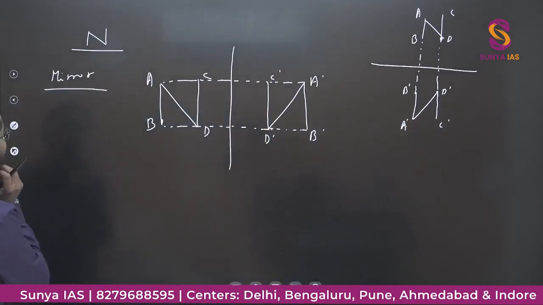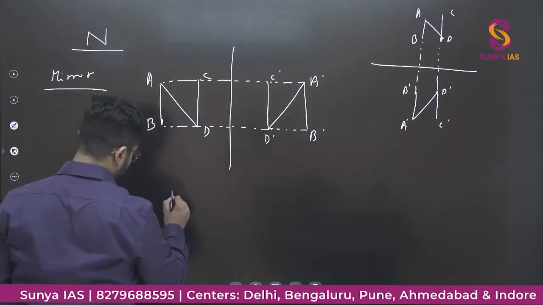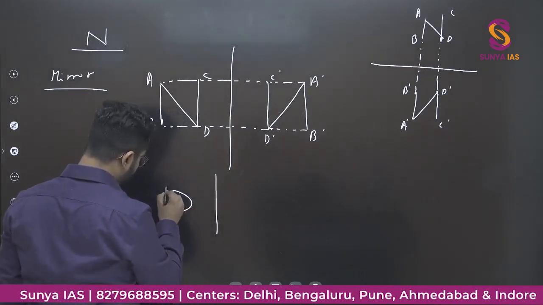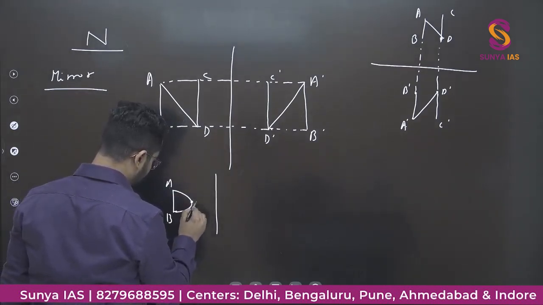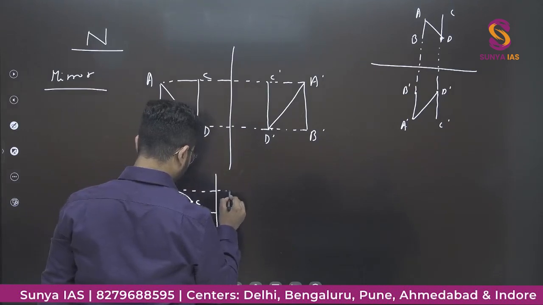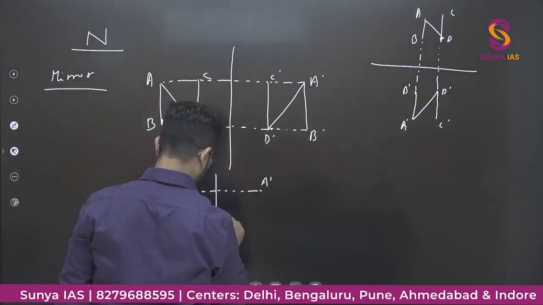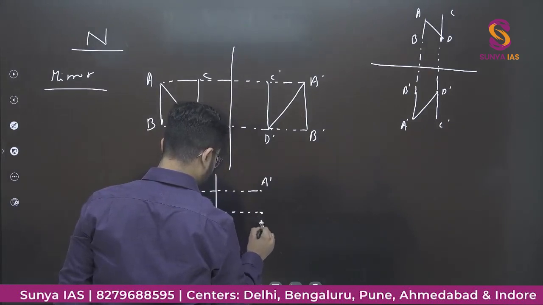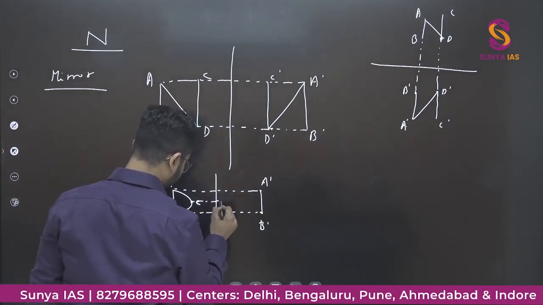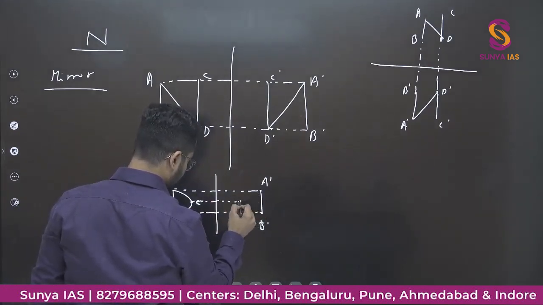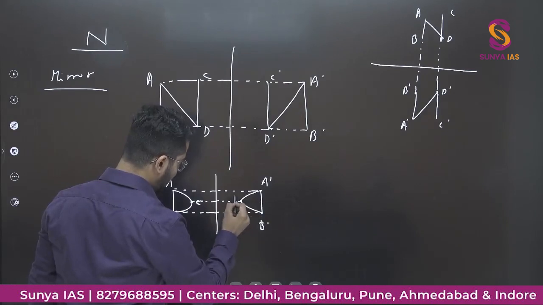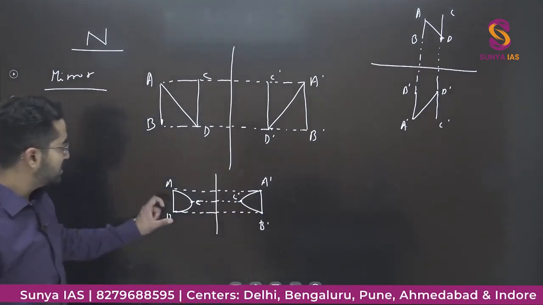If I want to make the mirror image of D, what will I do? A, B and C I take. So this is A dash, this is B dash, and C dash is at the distance from here, which is less. Let's say it is here. So now ACB is an arc, so A dash, C dash, B dash will also be an arc. So this is the mirror image of D.